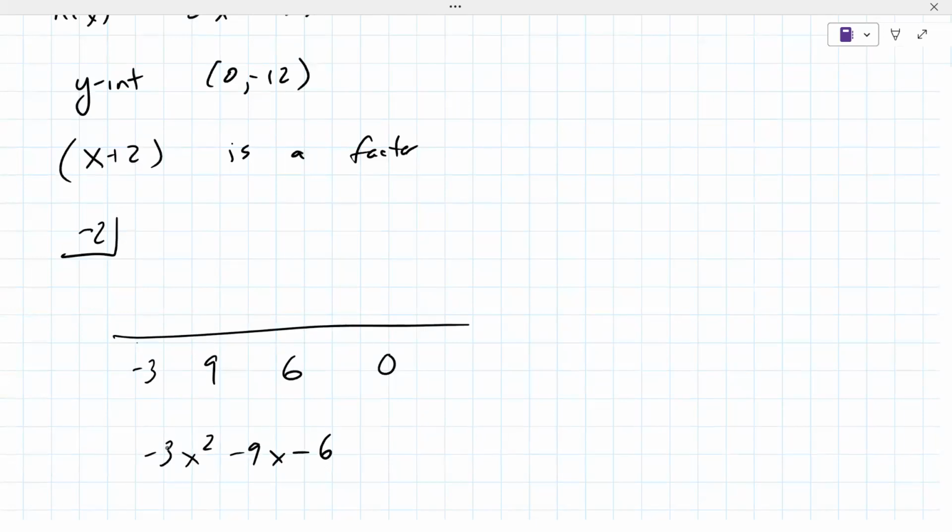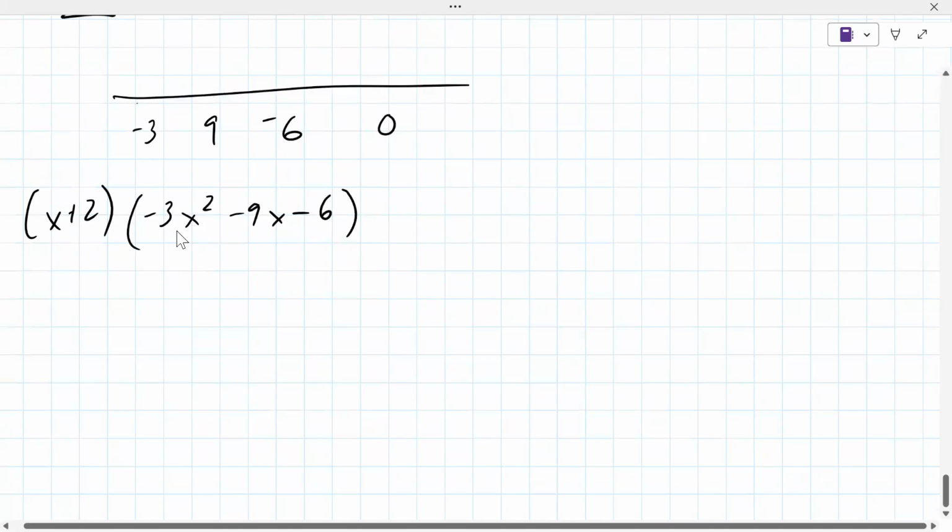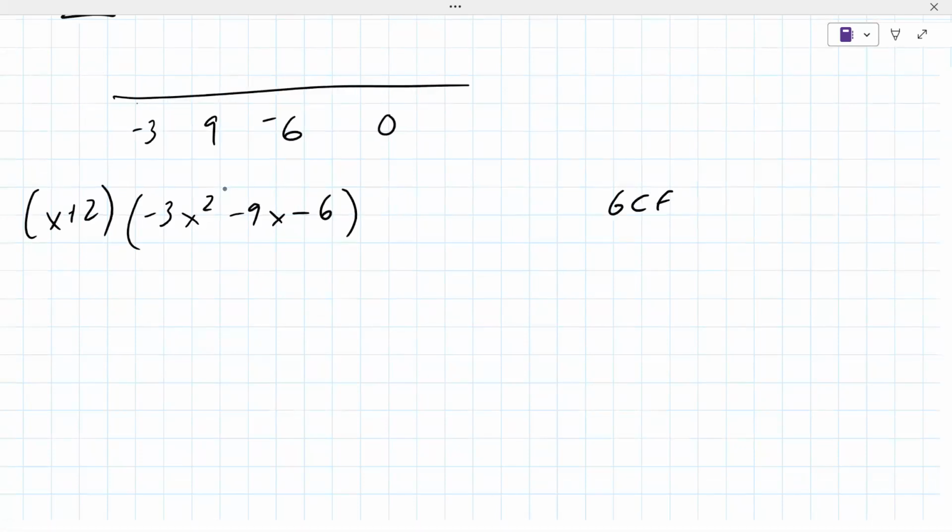All right. So this is yet another different type of factoring. And sorry, that 6 is a -6. I forgot to mention that for the below the line. Yep. Okay. So this is a different type of factoring. There's the GCF that you can factor out of everything.